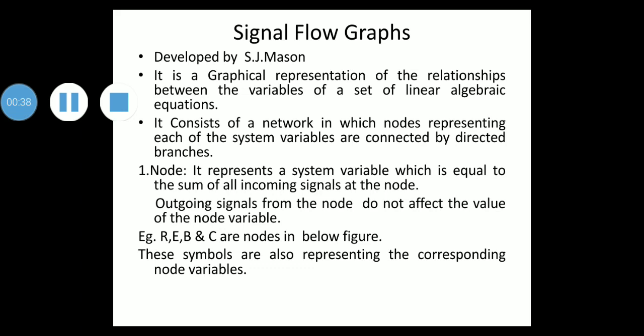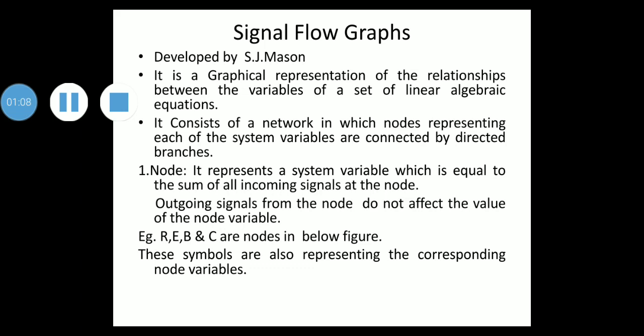Then there is an alternate approach, that of signal flow graphs developed by S.J. Mason, which does not require any reduction process, as there is a flow graph gain formula that will relate the input and output system variables. Now we'll see what a signal flow graph is.